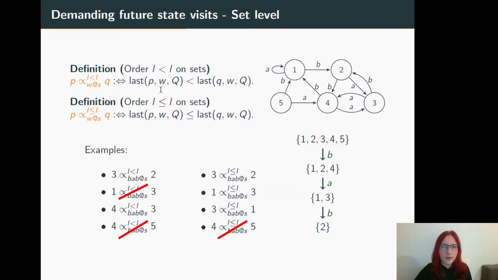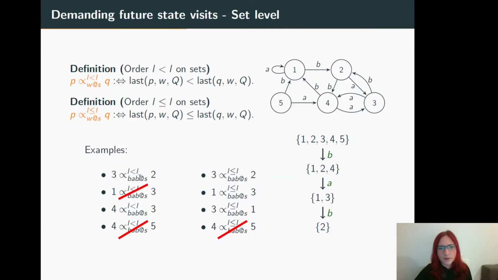So in the first variant, we are comparing the last occurrences of two states, and we say that the state P is related to the state Q if the last position on which P occurs while reading W on the whole state set is strictly smaller than the last position on which Q appears. In the next version, we say that the state P is related to a state Q if and only if the last position at which the state P appears while reading W on the whole state set is smaller or equal than the last position of Q. And now let's consider some examples to get a feeling for these two relations.